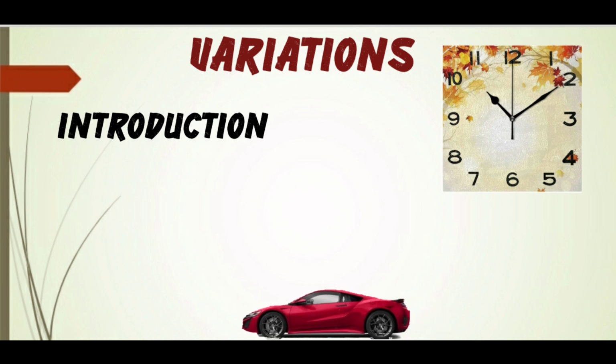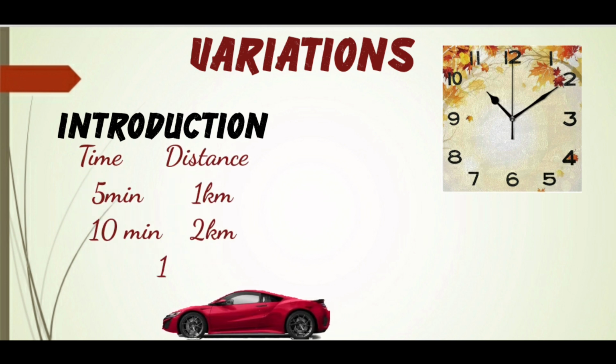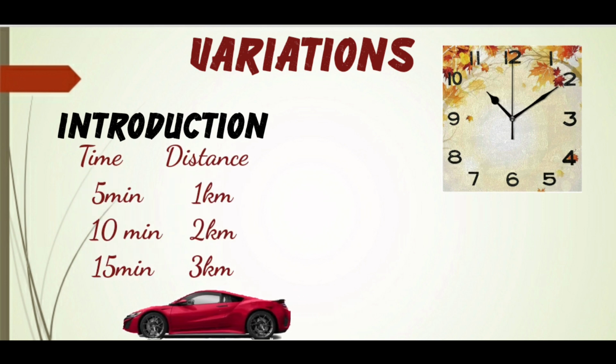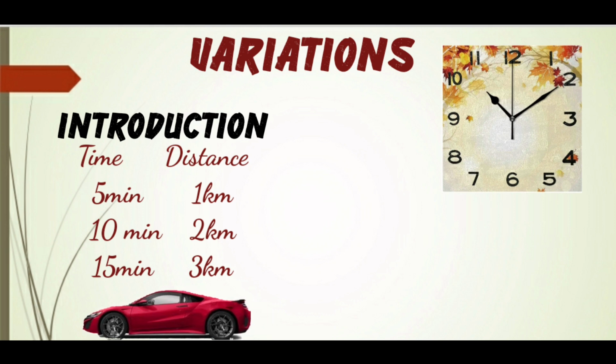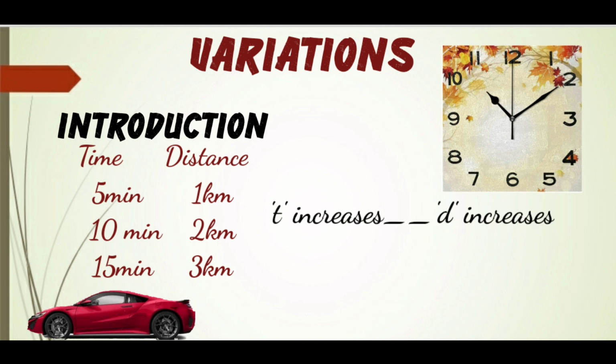The car covers 1 kilometer in 5 minutes. In 10 minutes, it covers 2 kilometers. Similarly, in 15 minutes, it covers 3 kilometers. What do we understand from this? Considering speed is the same, we find that as time increases, the distance covered also increases. As time decreases, the distance covered also decreases, in such a way that the ratio of time to distance always remains constant.